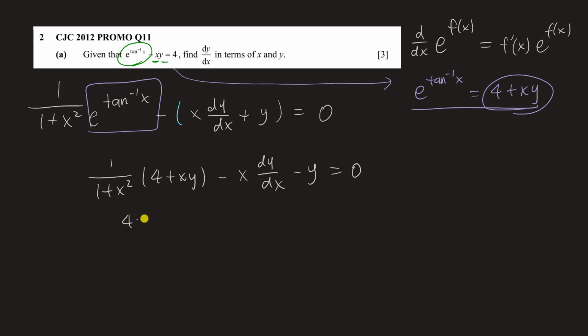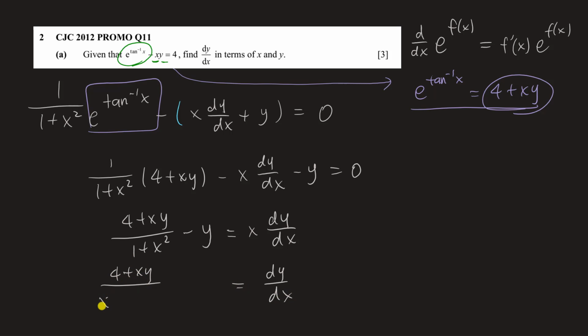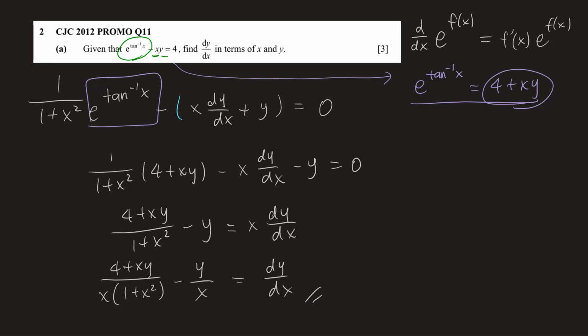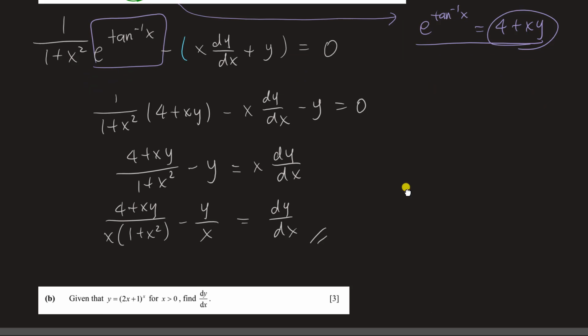Bring this over. 4 plus xy over 1 plus x squared minus y equals x dy/dx. So dy/dx would just be 4 plus xy over x times 1 plus x squared, minus y over x. That's it. So we're done with the first part. Second part of the question is here. Let me just scroll down.